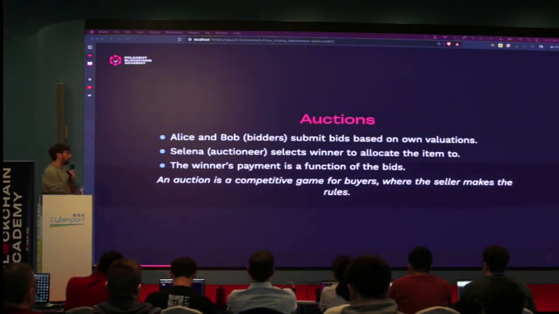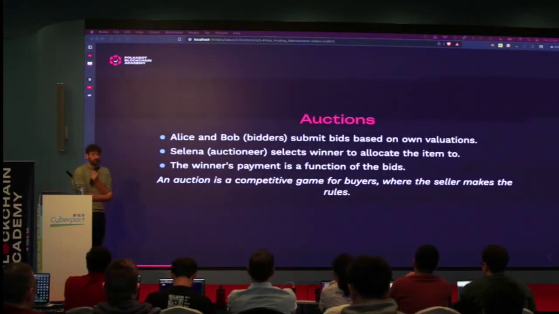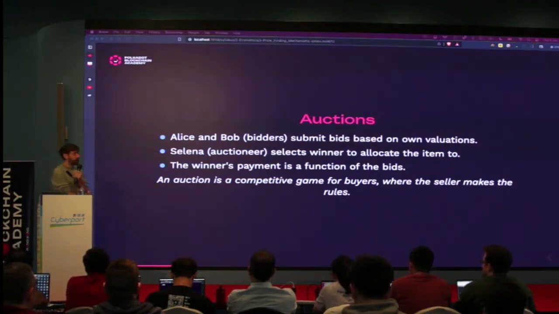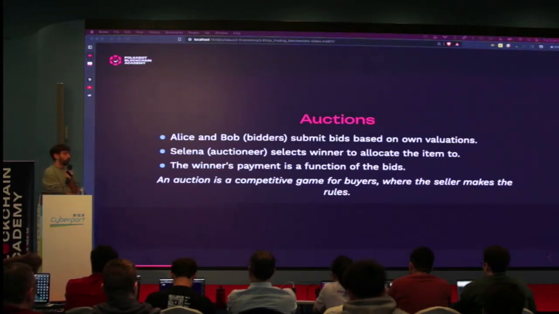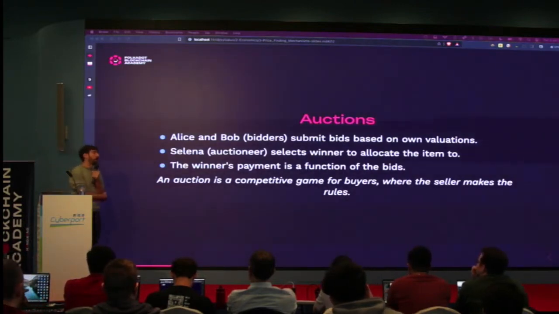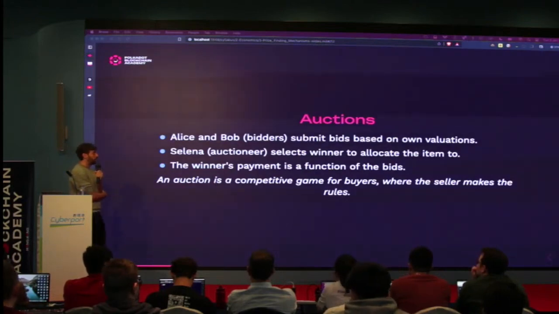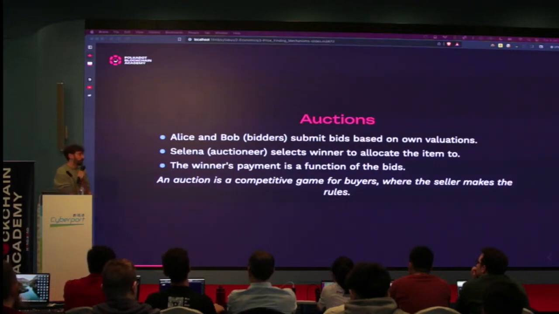In general, an auction is a competitive game for buyers where the seller makes the rules. So you participate in an auction and you know the rules beforehand. We talked about this common knowledge thing. And we assume here that everybody has to adhere to the rules. In reality there might be some problems with that assumption, but for us, we just assume that the rules are known and also enforced.